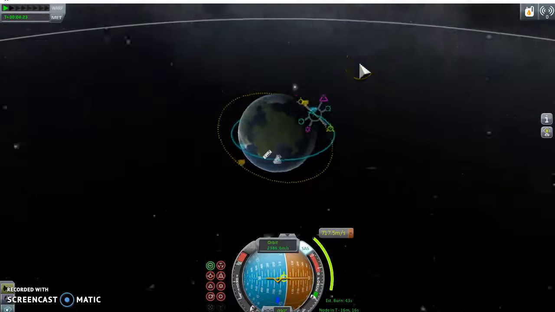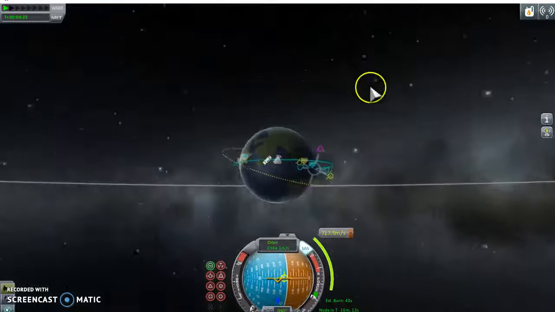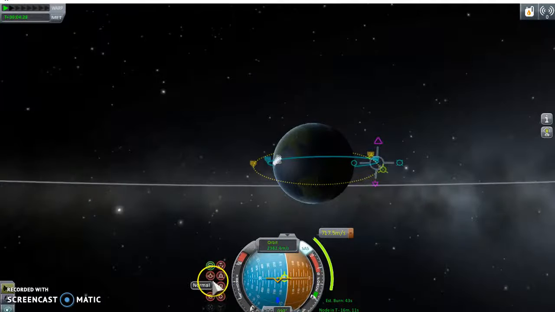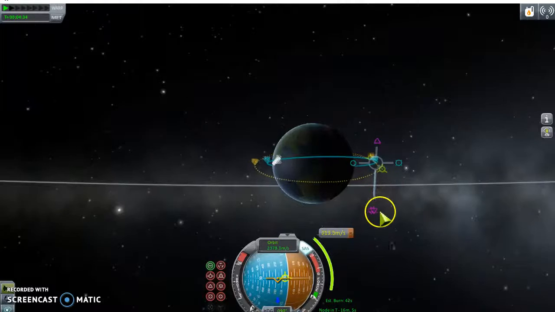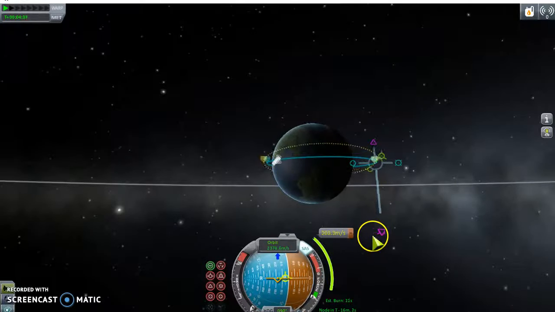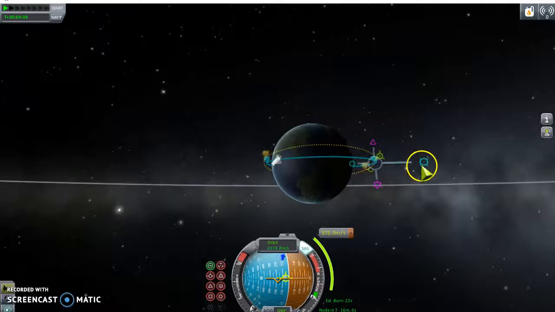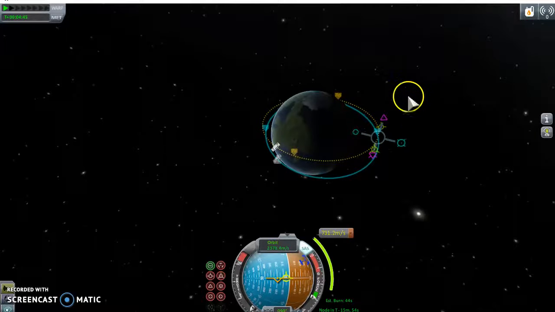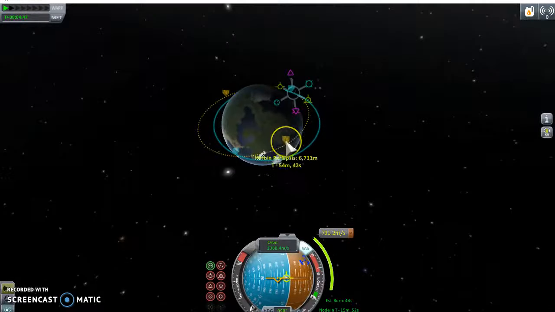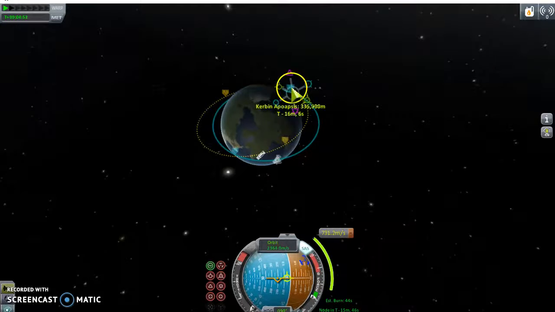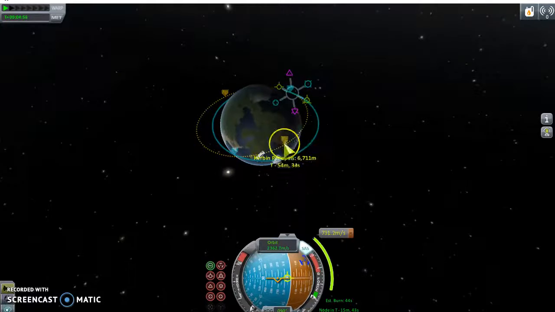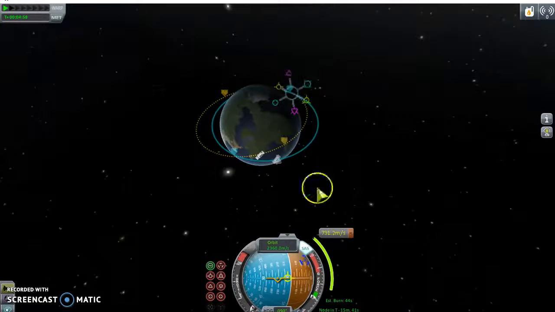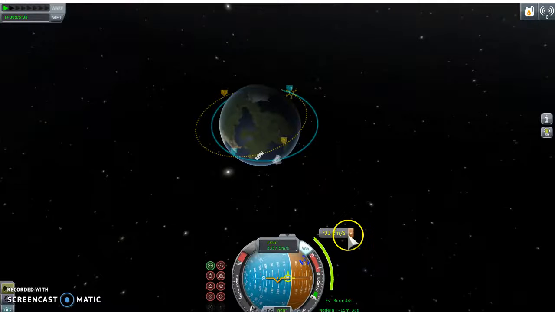Normal changes the inclination of your orbit, and antinormal changes it the other way. Radial rotates your orbit, and it only does that when you're perfectly on the apoapsis or the periapsis. So, that's orbital mechanics.